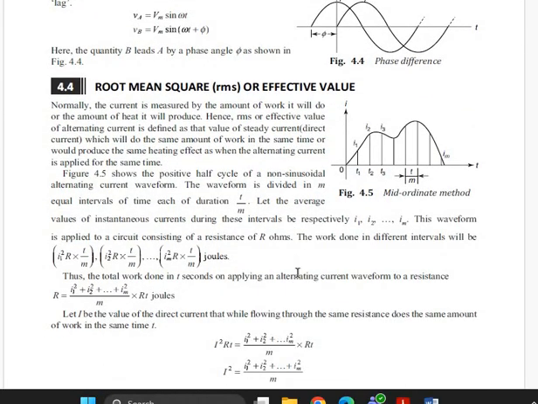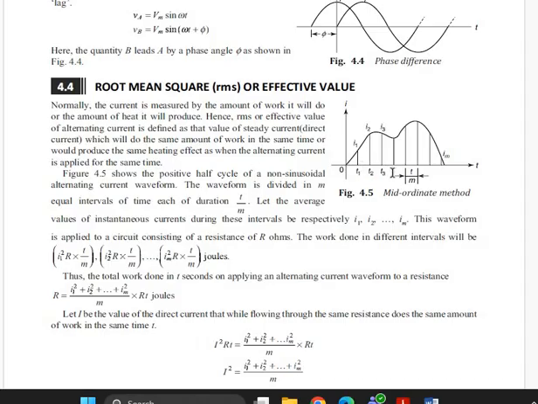Then root mean square, that is short form, it has been represented as RMS or effective value. Normally the current is measured by the amount of work it will do or the amount of heat it will produce. Hence RMS or effective value of alternating quantity is defined as that value of steady current, that is direct current, which will do the same amount of work in the same time or would produce the same heating effect as when the alternating current is applied for the same time.